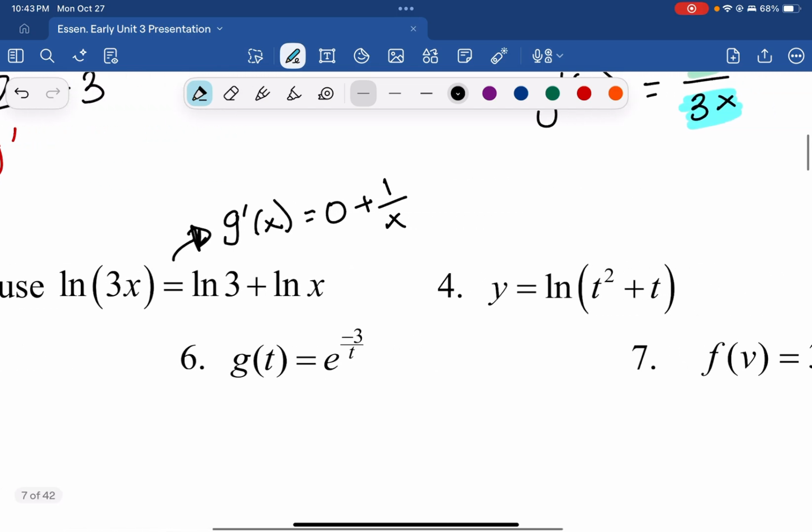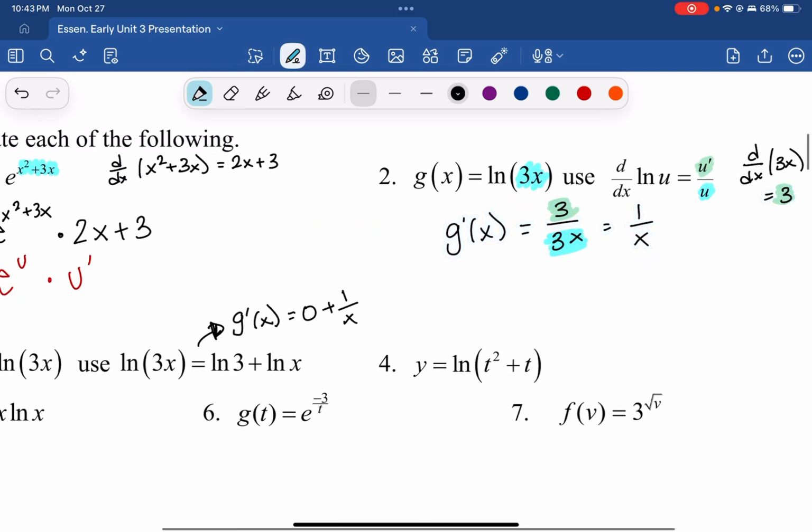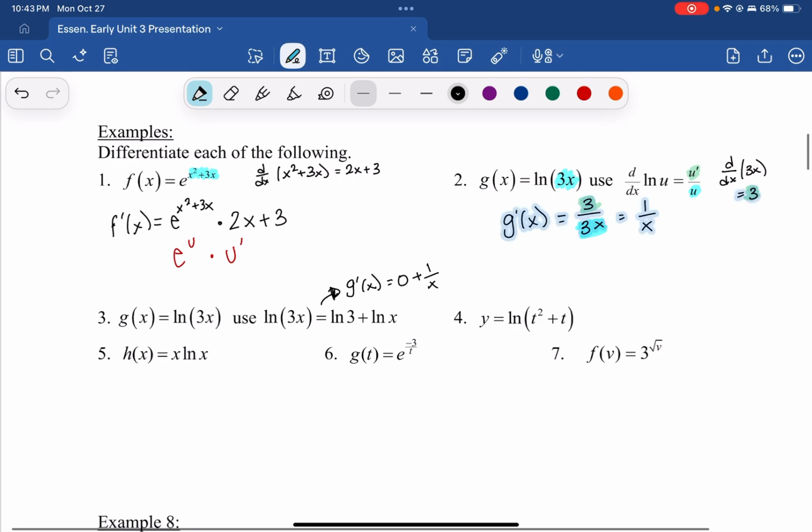I failed to mention over here on my number 2, 3 over 3x simplifies to 1 over x. Okay, so either way we look at it, we get the same answer for 3 and number 2.